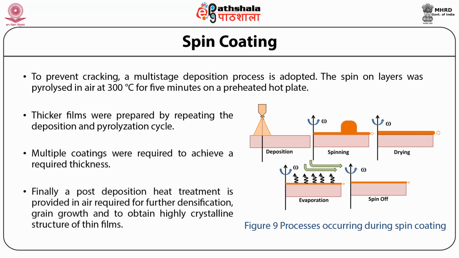Finally, a post-deposition heat treatment in air is required for further densification, grain growth, and to obtain a highly crystalline structure of thin films. So the figure given here shows the process which occurs during the spin coating technique. First process is the deposition, then the spinning, then after getting the film on the substrate, we dry that film. After that, the solvent gets evaporated and we get the desired crystalline film after giving the required heat treatment.